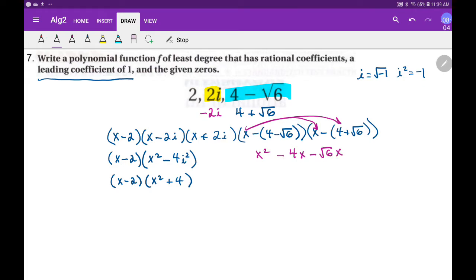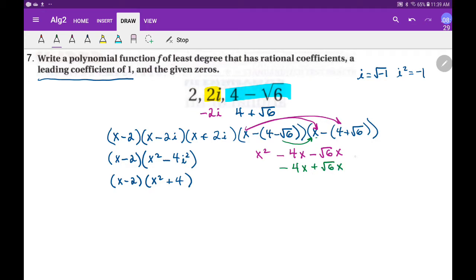And then we'll do it for the other one. We'll say this times the x, so I'm going to get the same exact thing. I'm going to get negative 4x, and I'm going to get, well, it won't be the same thing, will it? Because now this is going to be a positive. So I get positive square root of 6 x.